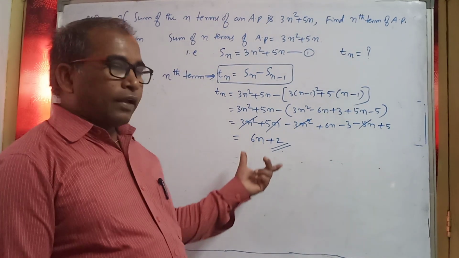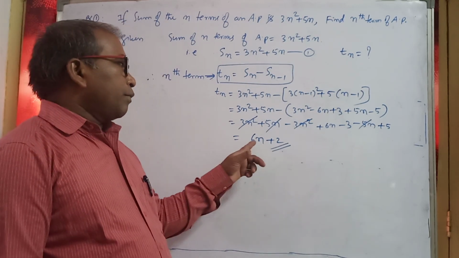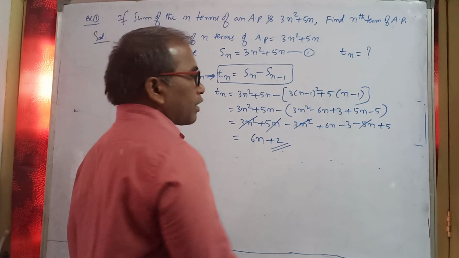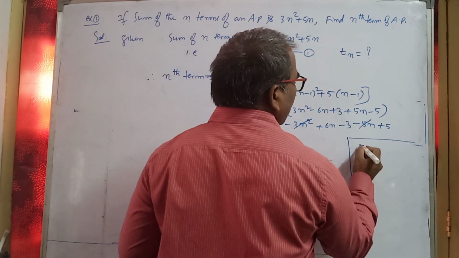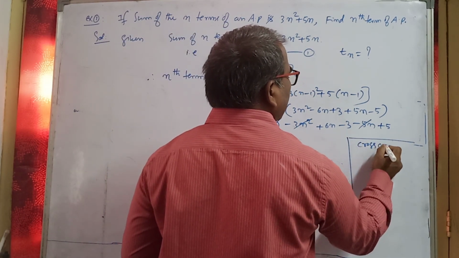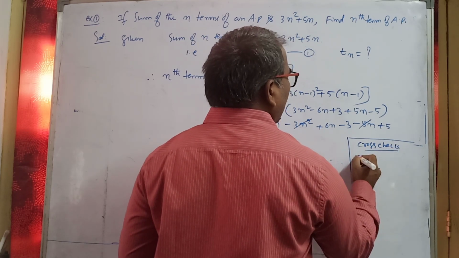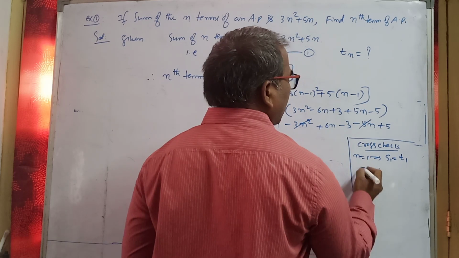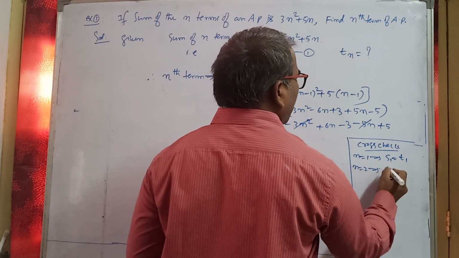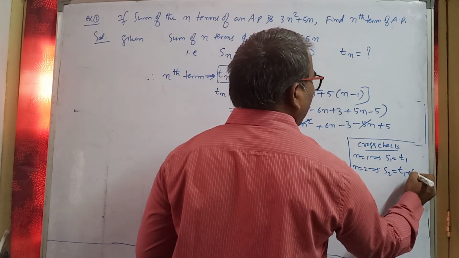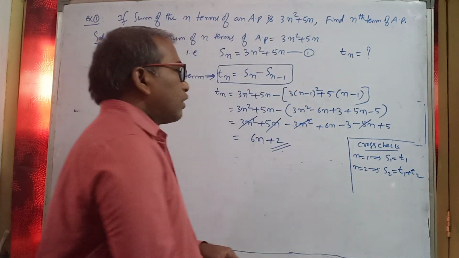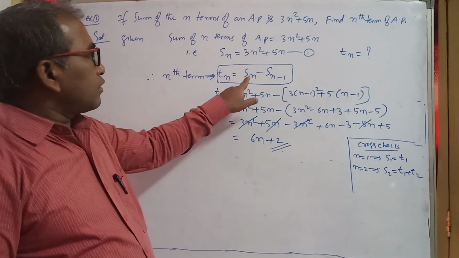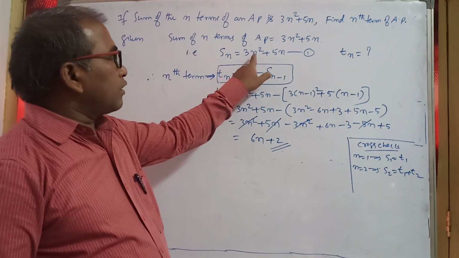Is it correct or not? You can cross check it also. How? If you put n is equal to 1, S1 is equal to T1. N is equal to 2, S2 gives T1 plus T2. Like that. Now n is equal to 1: 6 plus 2, 8. S1: 3 into 1, 3 plus 5, 8.